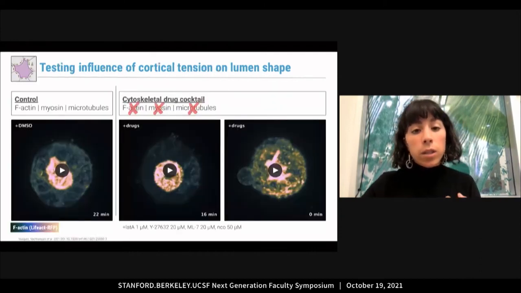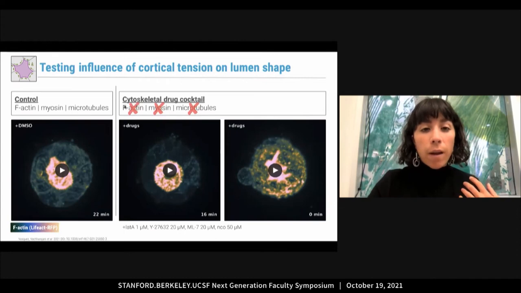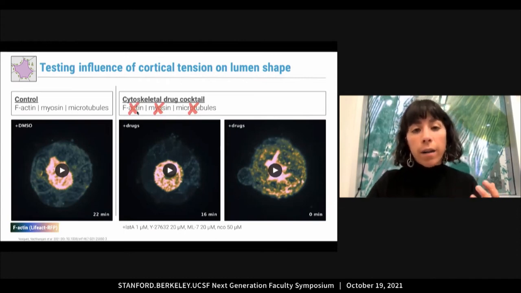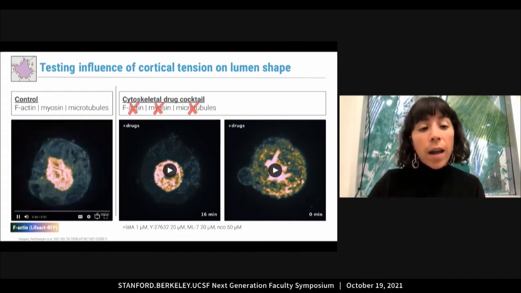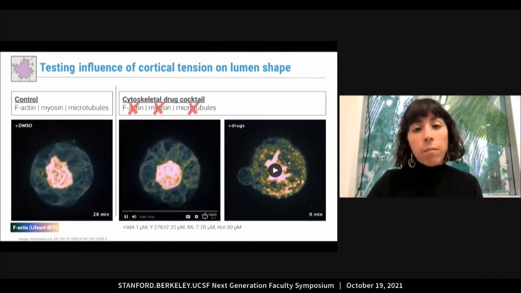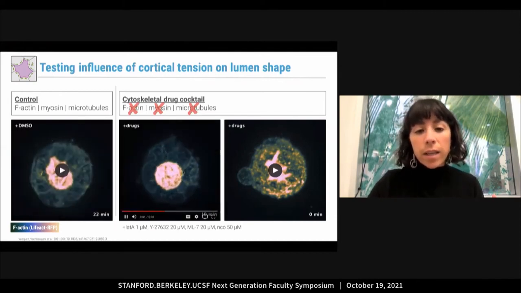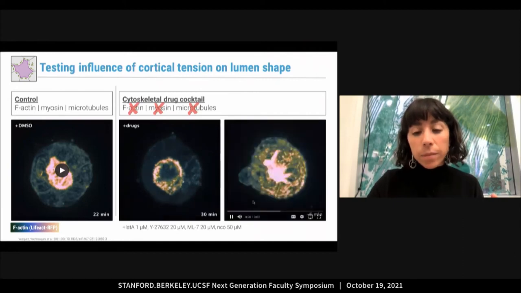What I'm going to show you here is an experiment that I did out of frustration. I first started by trying to affect each one of these components alone, and I found very little effect. Instead, I just added them all at once. And to my surprise, I found that even though I had just ablated the actin, myosin, and microtubule cytoskeleton, there was still a lumen at the end.